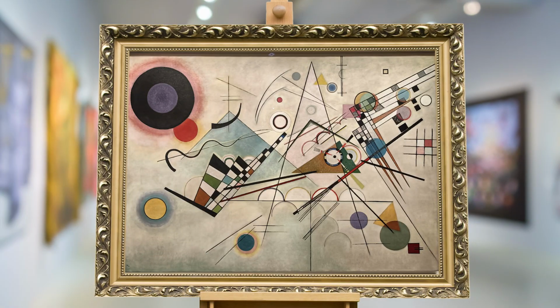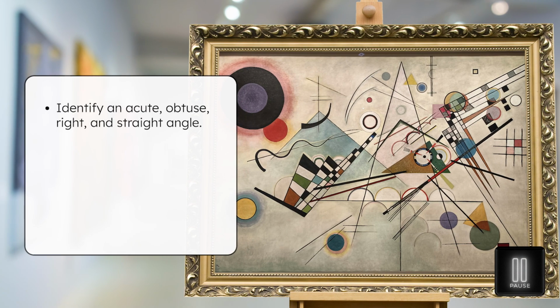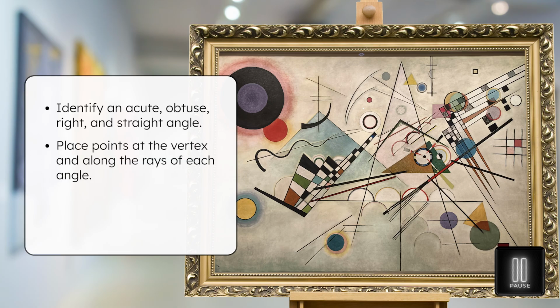I think we're ready to take another look at Kandinsky's painting. Pause the video here to identify an acute, obtuse, right, and straight angle. Place points at the vertex and along the rays of each angle so you can name them correctly using 3 points.